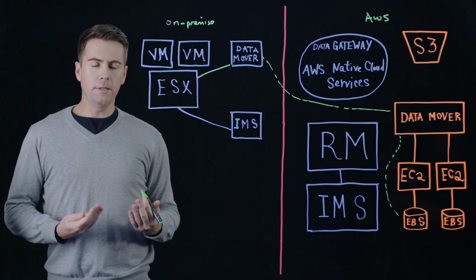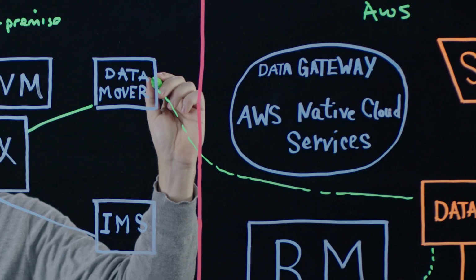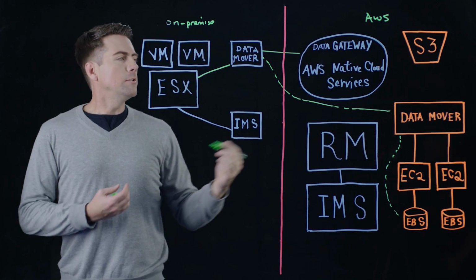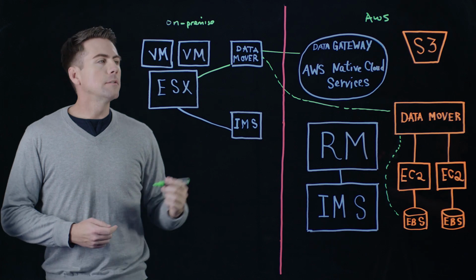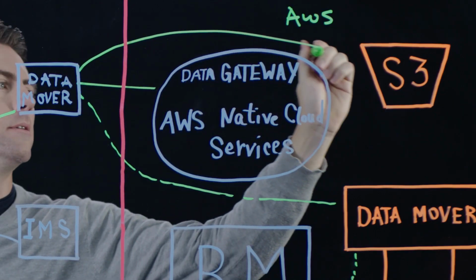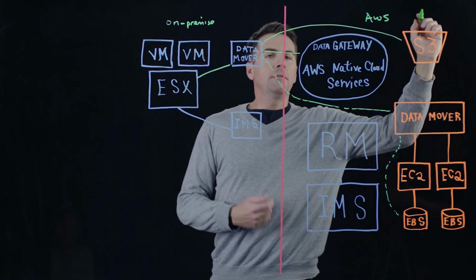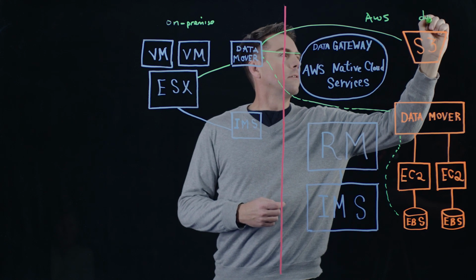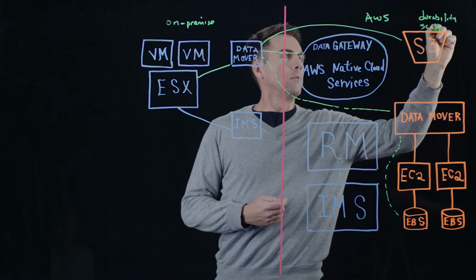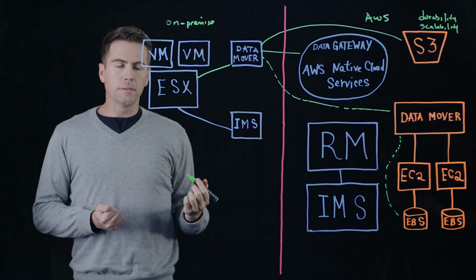Another option available with Resiliency Platform is what we call the Data Gateway. So the Data Gateway is a Resiliency Platform option that essentially uses native cloud services within AWS to enable the communication between our data mover on-premise and Amazon S3. This gives you the advantage of additional durability and scalability, which is built into the S3 service.